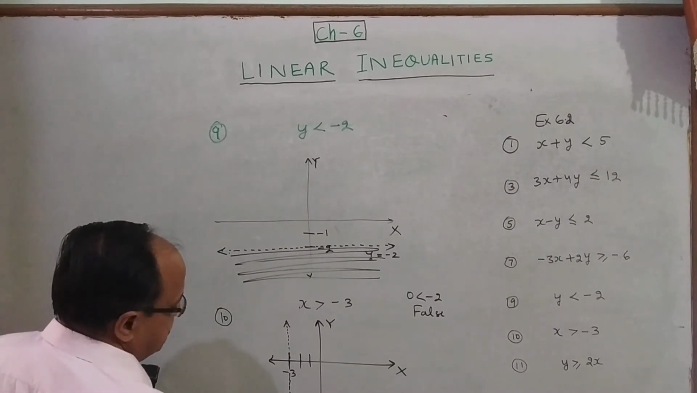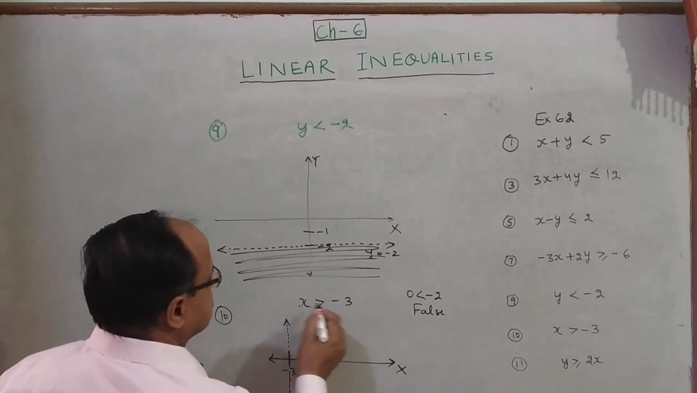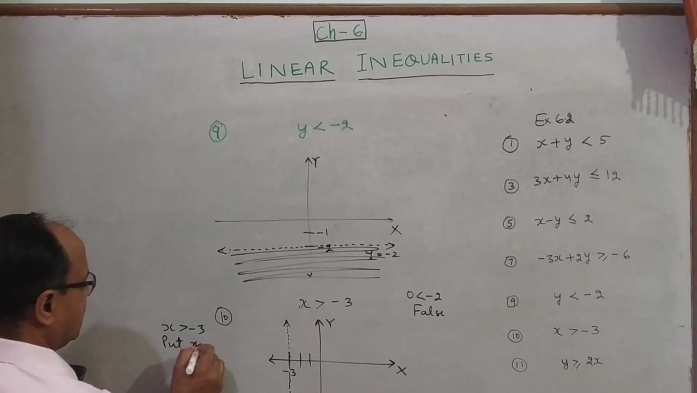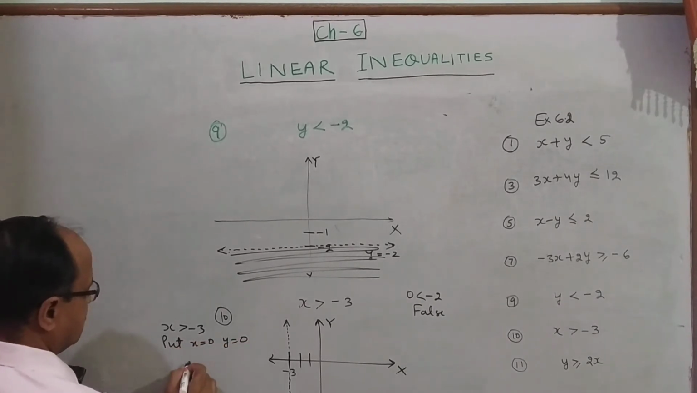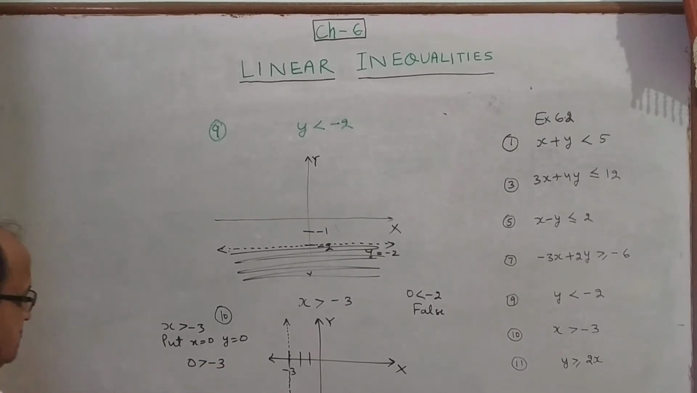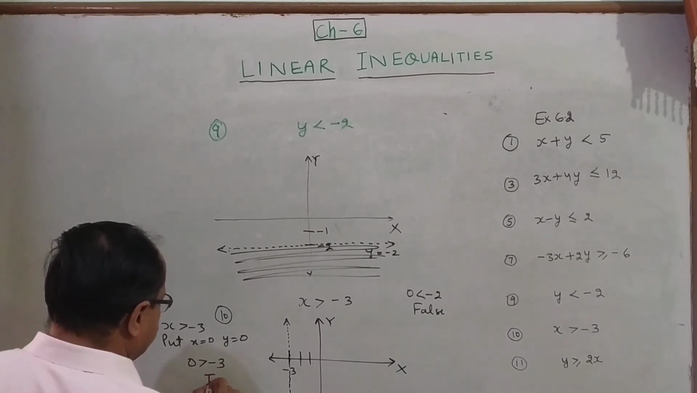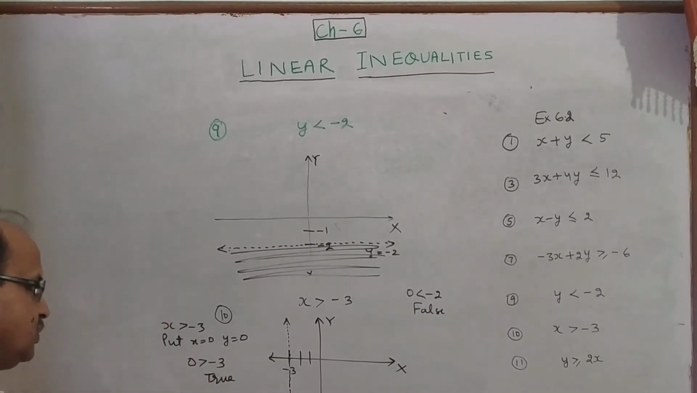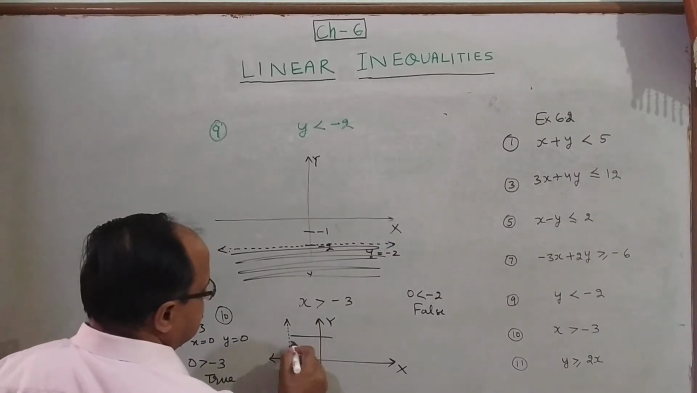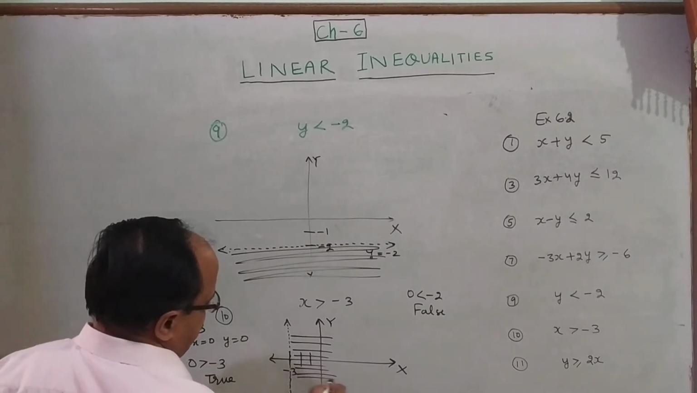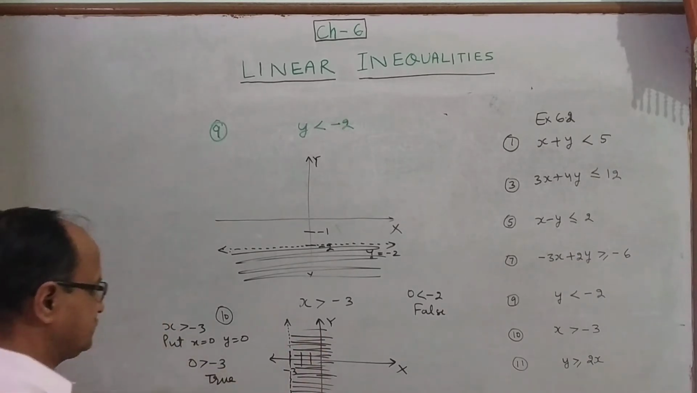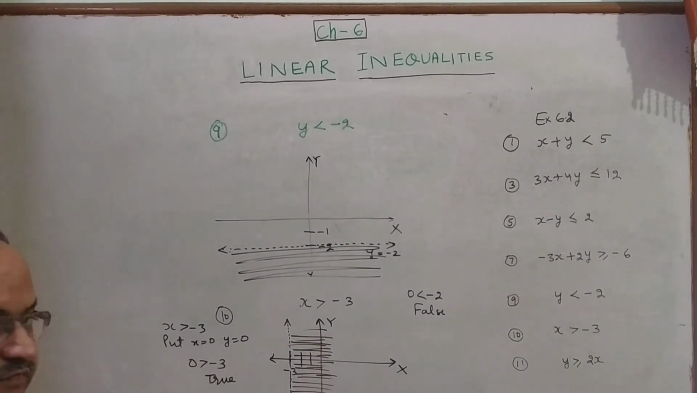X is equal to minus 3 and put here 0, 0. X greater than minus 3, put x is equal to 0, y is equal to 0, then 0 greater than minus 3. So it is true or false? It is true. If it is true, then towards the origin is the answer. This is question number 10. Clear?